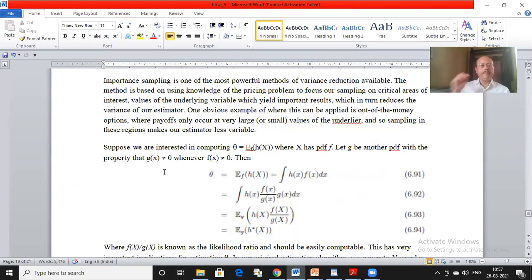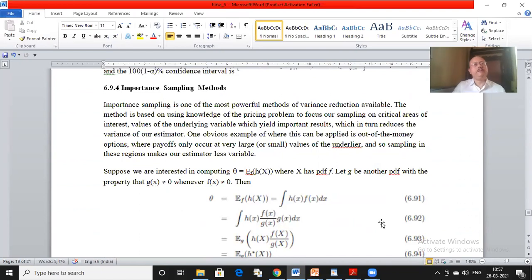Okay. Next, I will talk about importance sampling. Importance sampling, formally or informally, you have heard of before, I'm sure. Maybe informally, because the name may not be familiar, but the idea is actually quite simple. And by the way, importance sampling is actually the most powerful method of variance reduction that is available to us in statistics. This method is based on using knowledge of the pricing problem to focus our sampling on critical areas of interest.